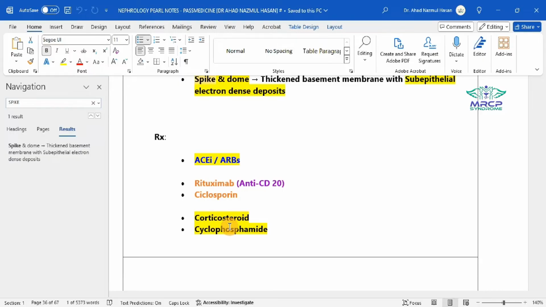And in case of idiopathic membranous GN, the first line would be the same, ACE inhibitor or ARBs. The second line would be anti-CD20 followed by cyclosporin. If there is no response, go for a combination of 2C. So in the atypical variant, 2C, and in the idiopathic variant, 4C: anti-CD20, cyclosporin, and the combination of 2C.